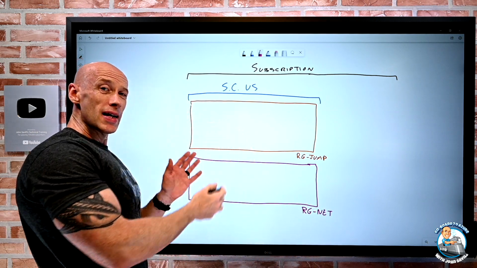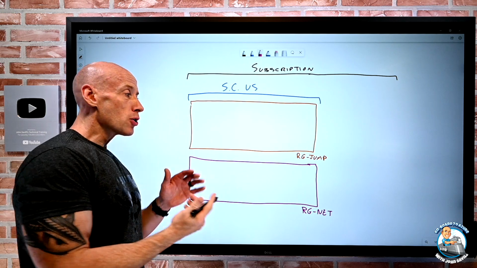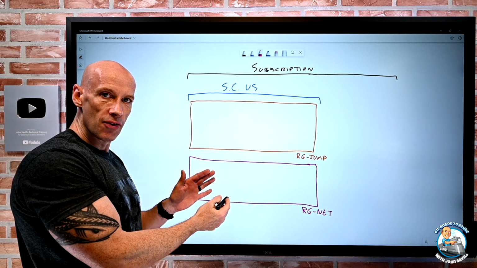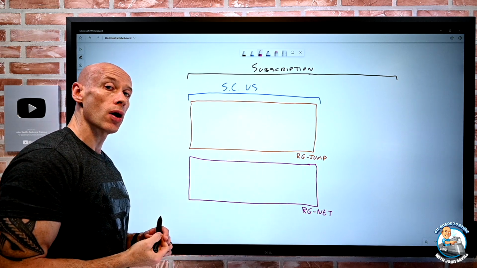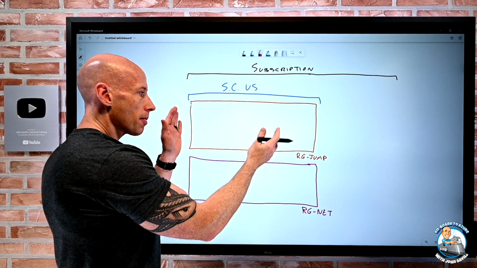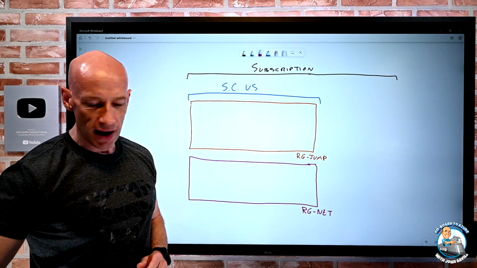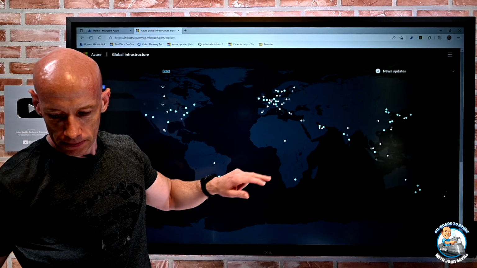The reason I'm separating it is really just to show you that they can work with each other. This is not a boundary. I can create a VM here that can connect to a virtual network over here. But I'm going to create these resource groups. So we're going to do that first. So if we jump over to the portal.